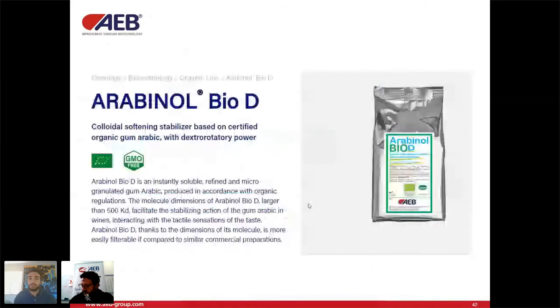I also want to mention that the Arabinol also comes in the certified organic form.